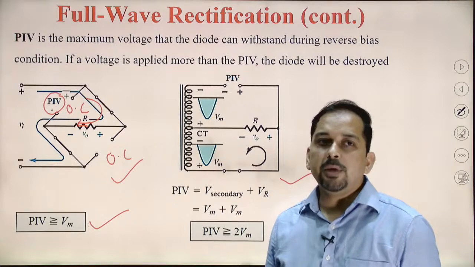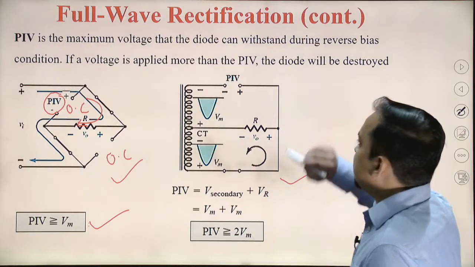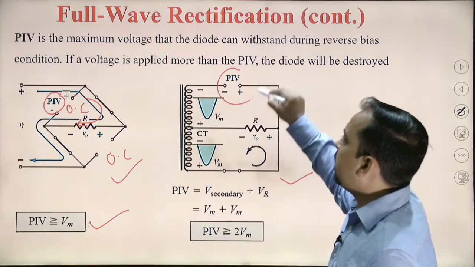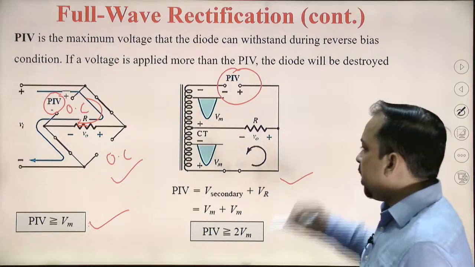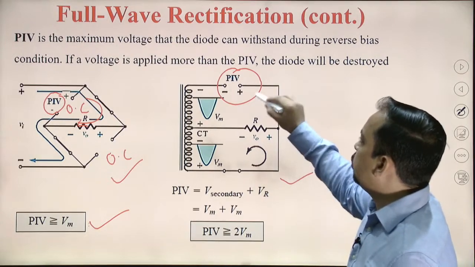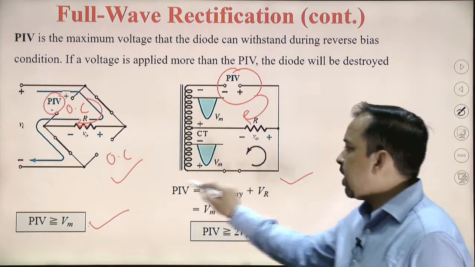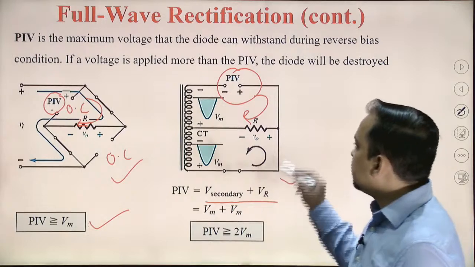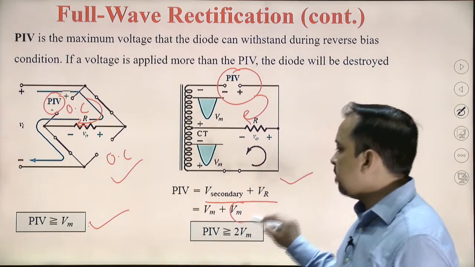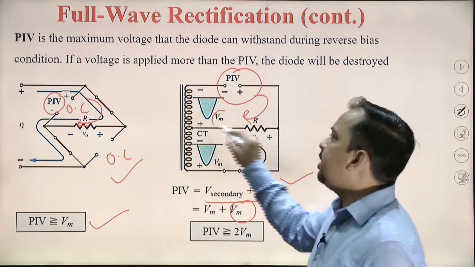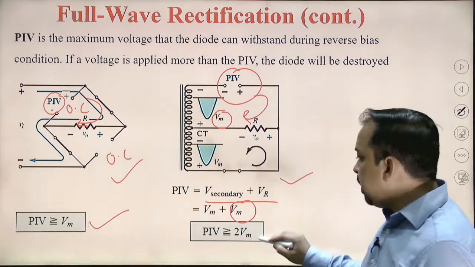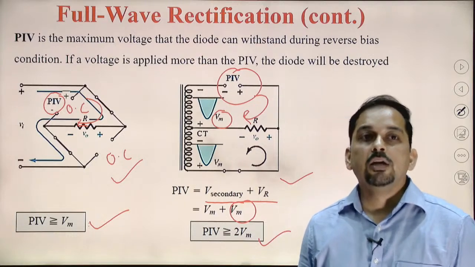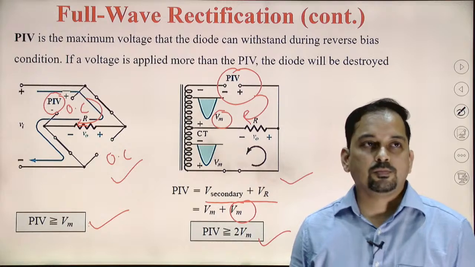Now we will calculate the PIV rating for the center tap type full wave rectifier. We have seen that during the negative half cycle diode D1 was off, and we apply KVL in this particular loop. We get the equation that PIV equals the secondary voltage plus VR. We have calculated the value of VR as Vm, and whatever input we have applied, the peak value is Vm. So the PIV rating for the center tap type full wave rectifier is double, which is 2 times Vm.